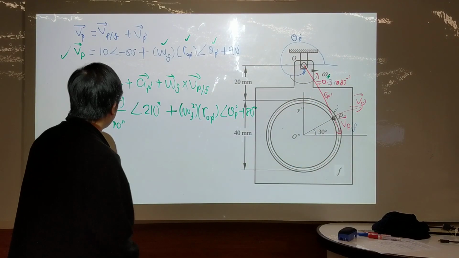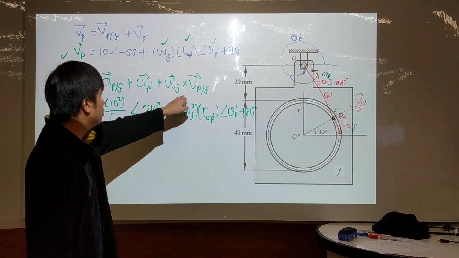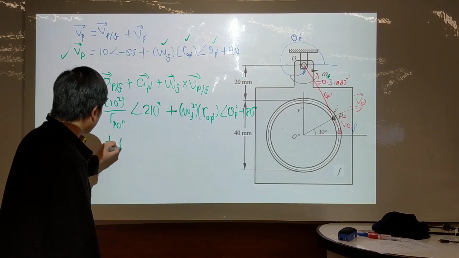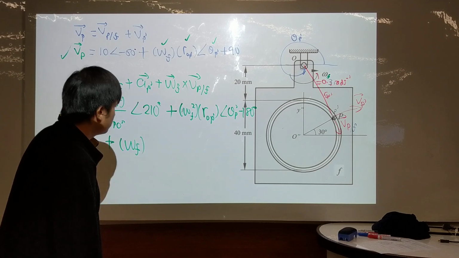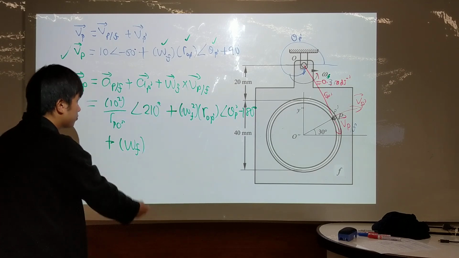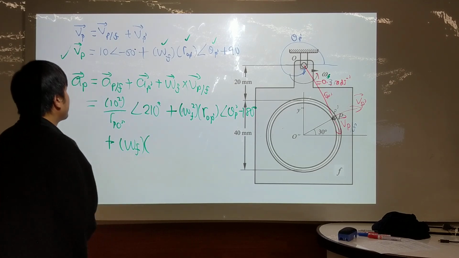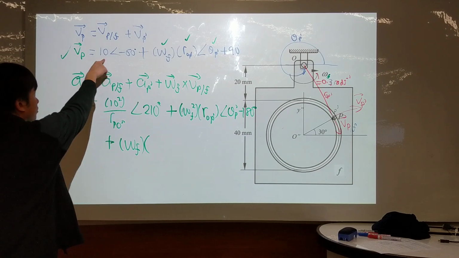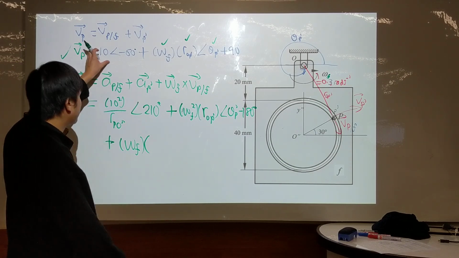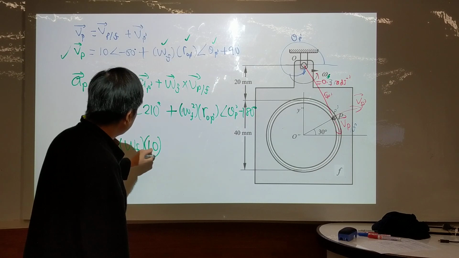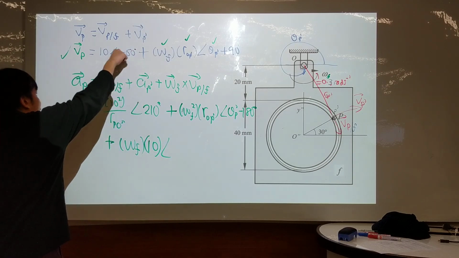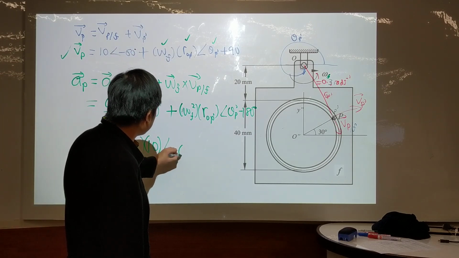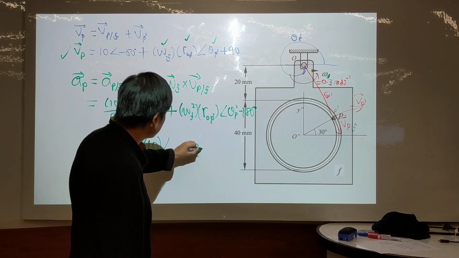Okay? Now, for this component here, just do as I said. Omega F, in this case, is counterclockwise, so it's positive. Now, what is Vp slash f? Now, Vp slash f is 10, right? The magnitude part, so just put a 10 here. Direction is equal to the angle of Vp slash f, negative 60, plus 90 degrees.